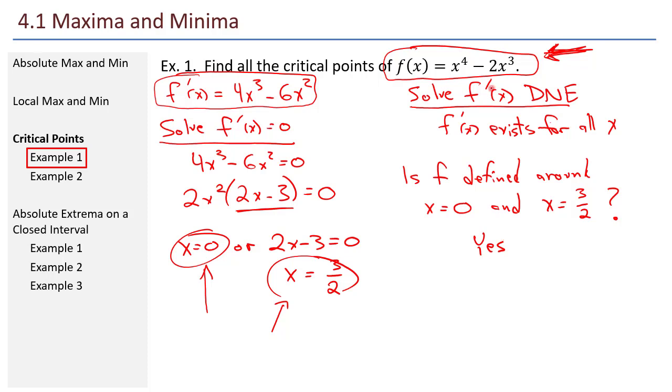Okay, I've satisfied all the questions I need to determine if these are critical points, and so there we have it. I found my 2 critical points. They are exactly x equals 0 and x equals 3/2.